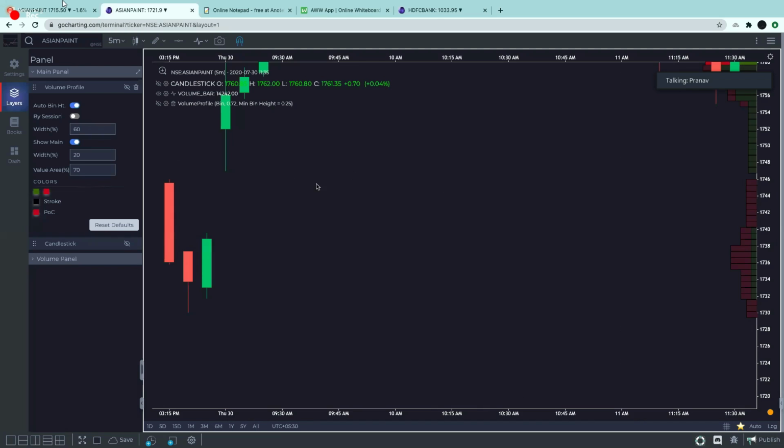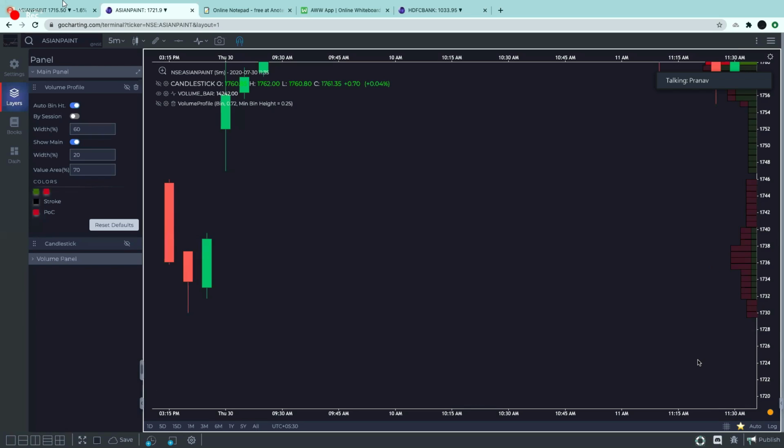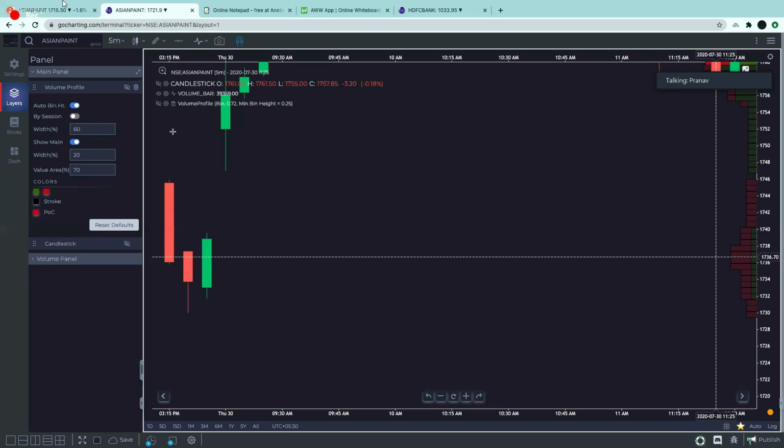Where's the most volume? On the right, look on the right. Which bar is protruding out the most? Which bar is protruding out the most? I want you guys to tell me the price level. Yeah, this level is 1736, 1738. That's what people are saying.